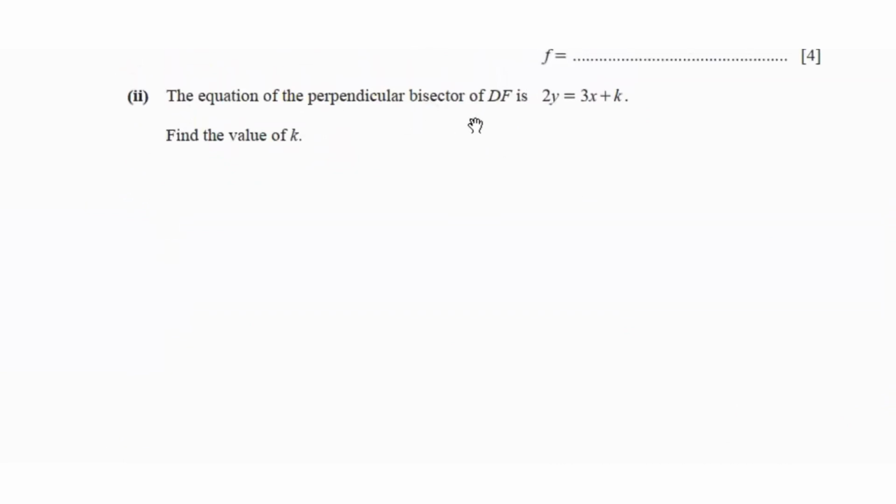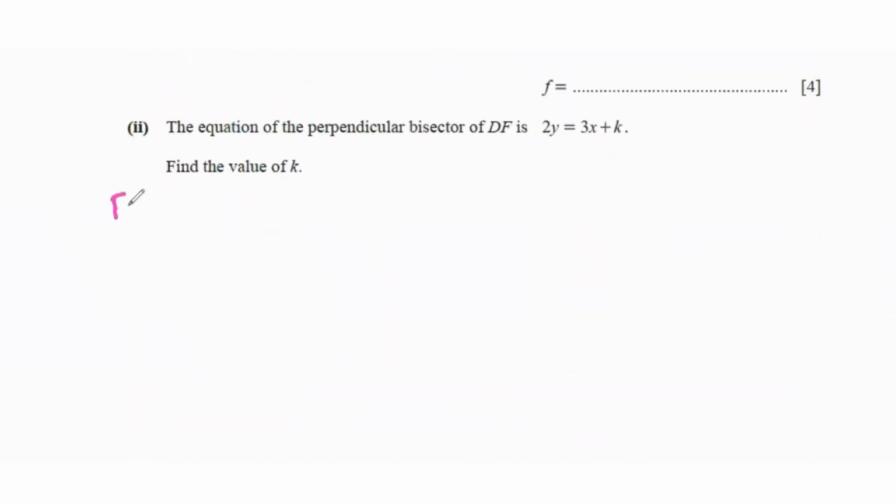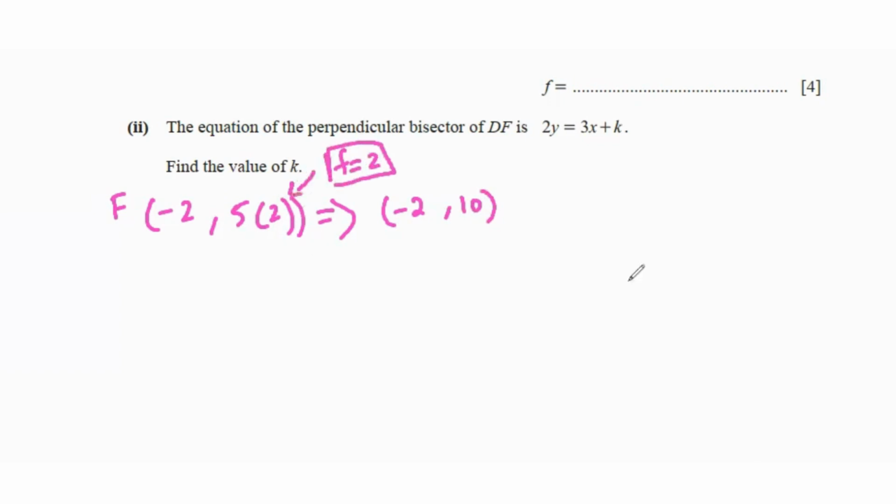The equation of the perpendicular bisector of DF is 2y equals 3x plus k. Find the value of k. So the coordinate of F is going to be negative 2 and 5 times 2, which is negative 2 and 10, because we substituted f equals 2 in the coordinate. So we have the gradient, which is 3/2 from the previous part. Point F we have as (negative 2, 10).